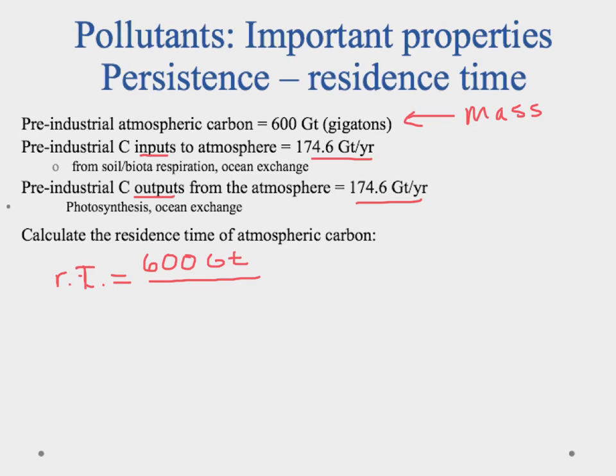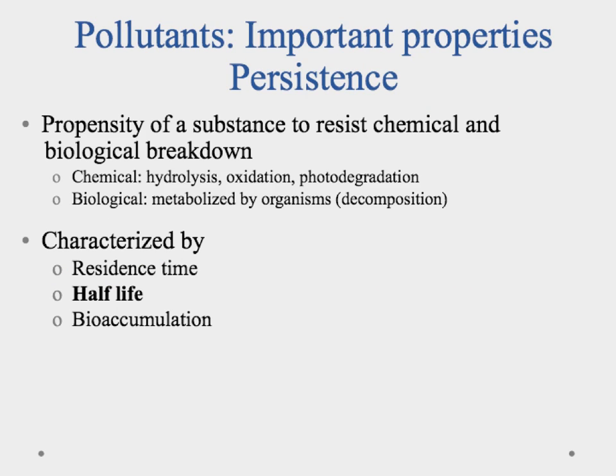We'll just say I'm using inputs, and so you're dividing the mass of the pool by 174.6 gigatons per year, and you end up with 3.4 years. So that is essentially residence time, and the next little video that we'll look at deals with half-life.